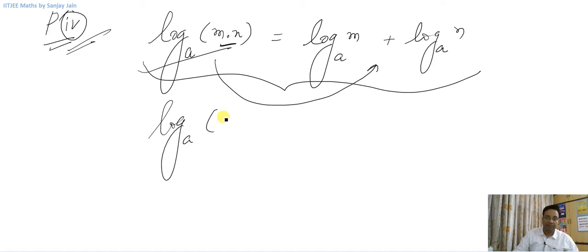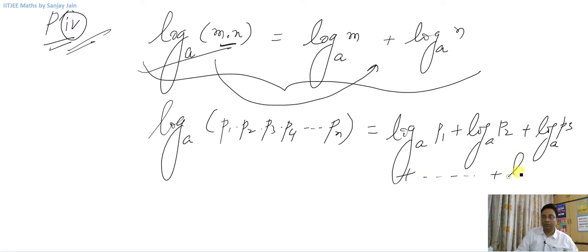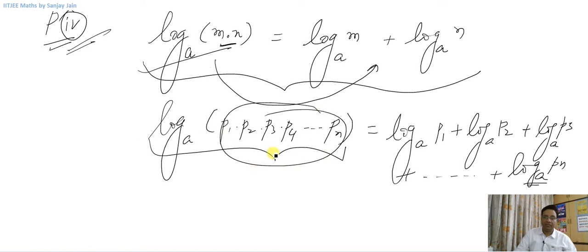Let us take p1 into p2 into p3 into p4 into, let us say, n such numbers. So this will convert it into this form, log p1 to the base a plus log p2 to the base a plus log p3 to the base a plus and so on, log pn to the base a. So it can convert these multiplications into summation form.